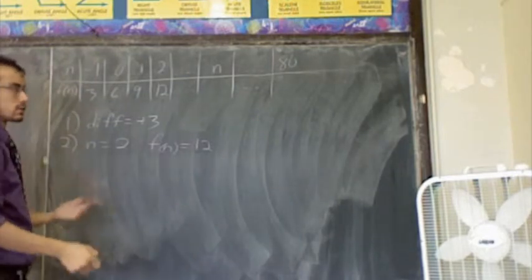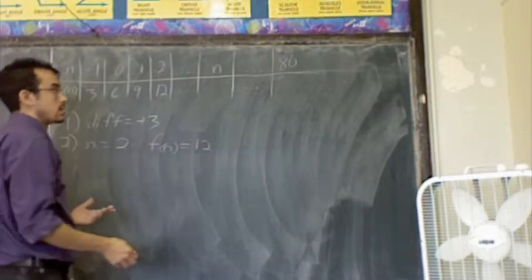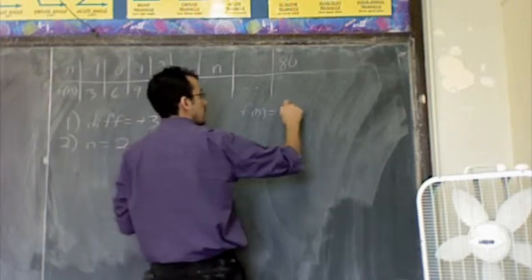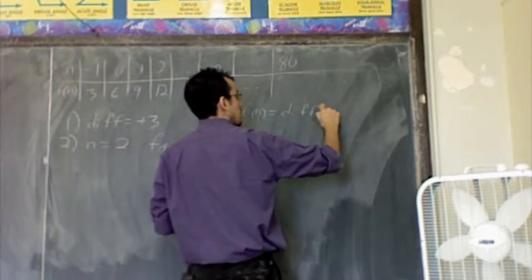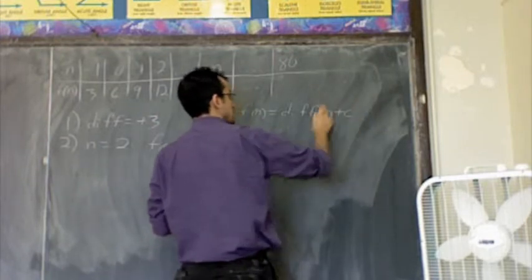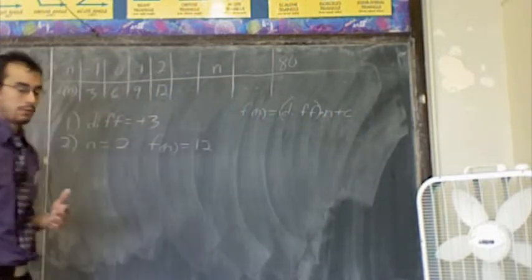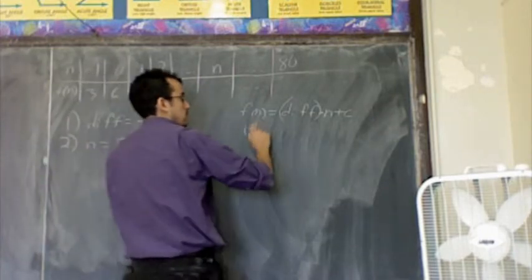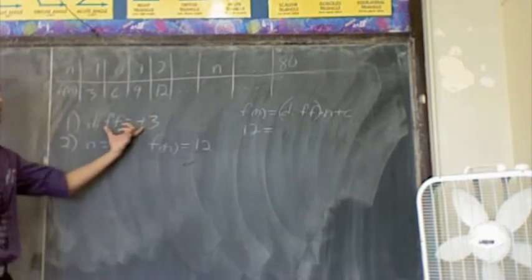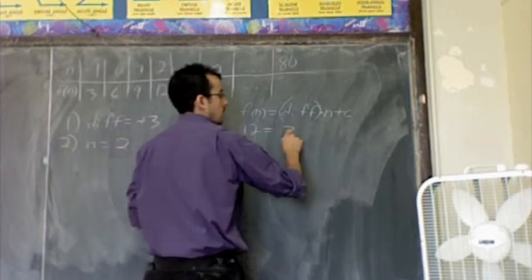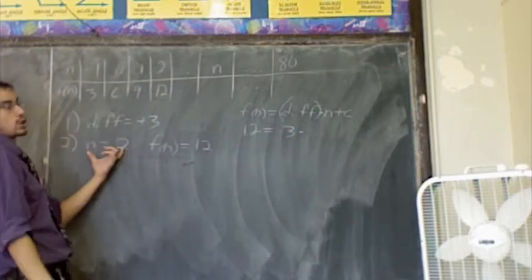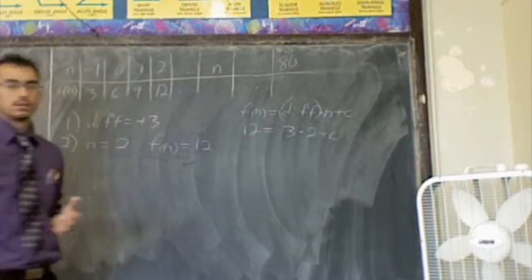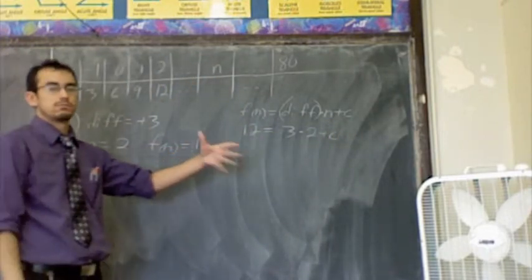Alright? So step 3, I said use that equation I gave you. So I'll write the equation again: f of n equals the difference times n plus c. So we're going to plug our values in. F of n, we said f of n was 12. We said the difference was 3. We said n was 2. And then plus c. So now all we got to do is simplify this equation, solve it.